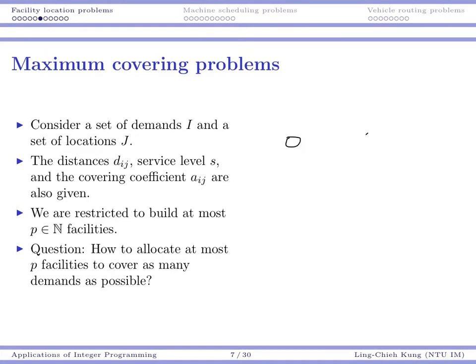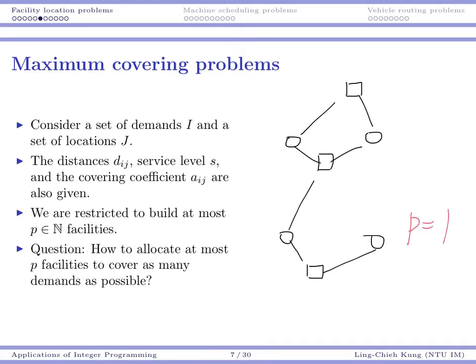Very quickly, let me review the idea for you. Suppose we are talking about this slightly different example. You have three facilities and four demands. If you need to allocate exactly one facility, then the problem is very simple. You select this one, then you can cover demands one, two, and three. That's the optimal solution when you can build only one facility. When you have multiple facilities, the problem gets harder.